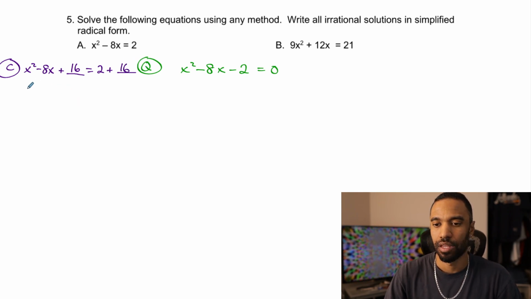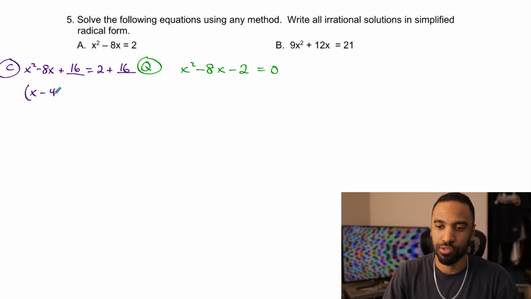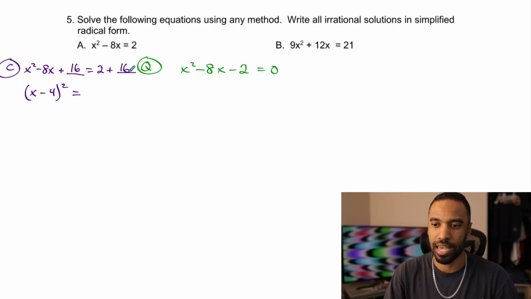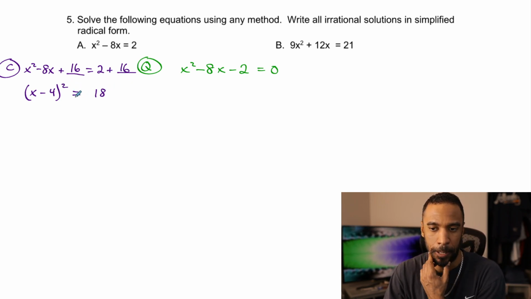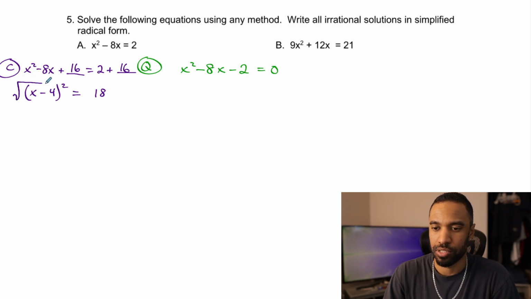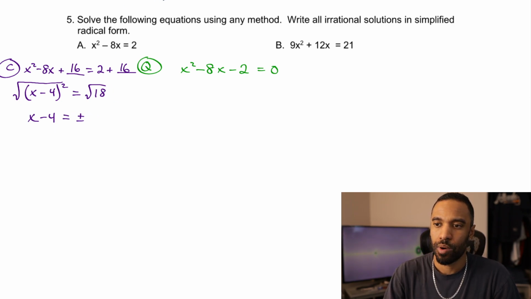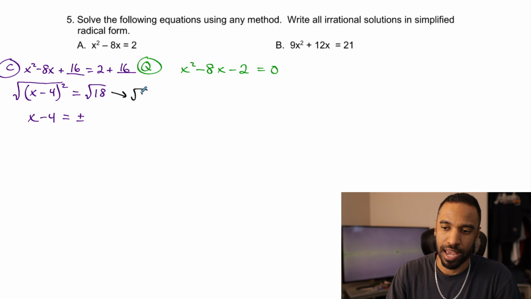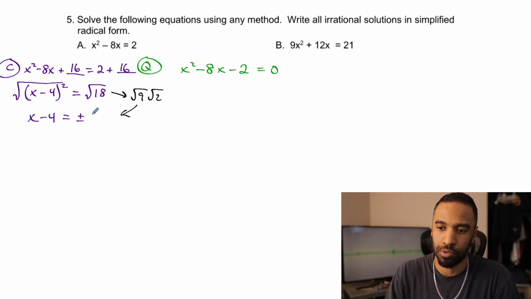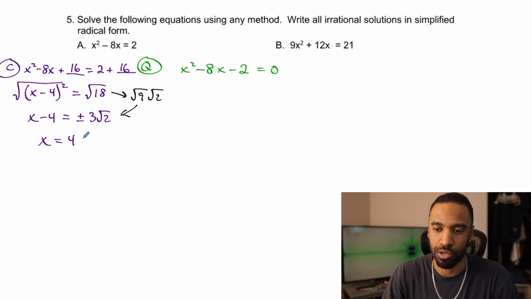16 and 16. So here, this factors down to (x minus 4) quantity squared. And on the right side, 2 plus 16 is 18. I will take the square root of both sides, and I get x minus 4, provided here that I put plus or minus, square root of 18. The square root of 18 is square root of 9 times square root of 2, so that will become 3 root 2, so plus or minus 3 root 2. If I add 4 to the other side, I get x equals 4 plus or minus 3 root 2. Nothing combines. I leave it as such. This is simplified radical form.